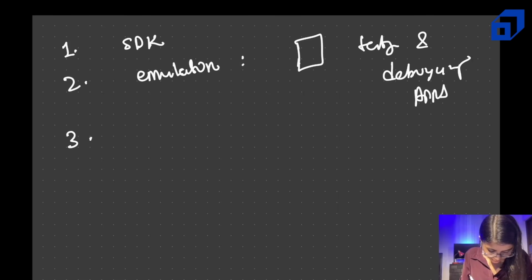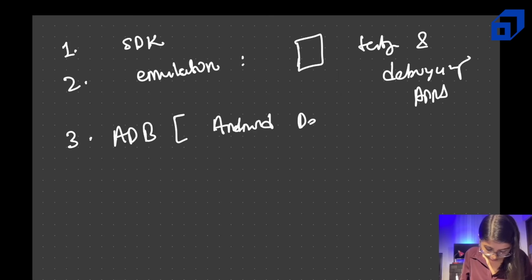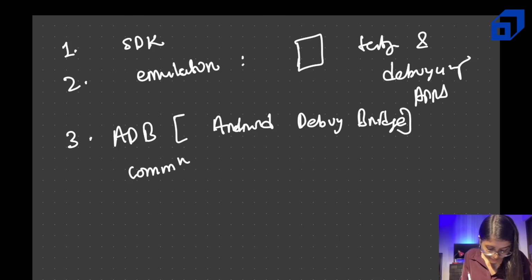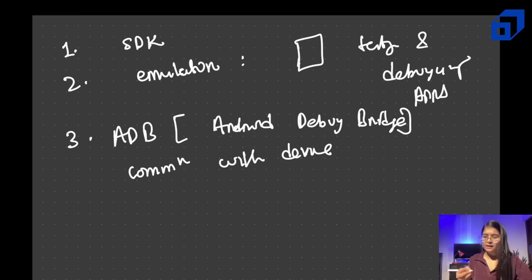Number 3 is your ADB, that is Android Debug Bridge. It is a command line debugging application bundled with the SDK. It enables the developer to communicate with the device, and facilitates actions like debugging or installation of the application.